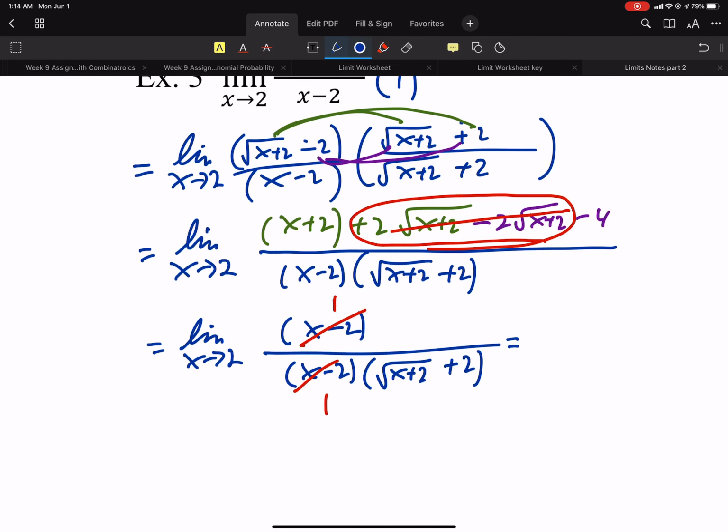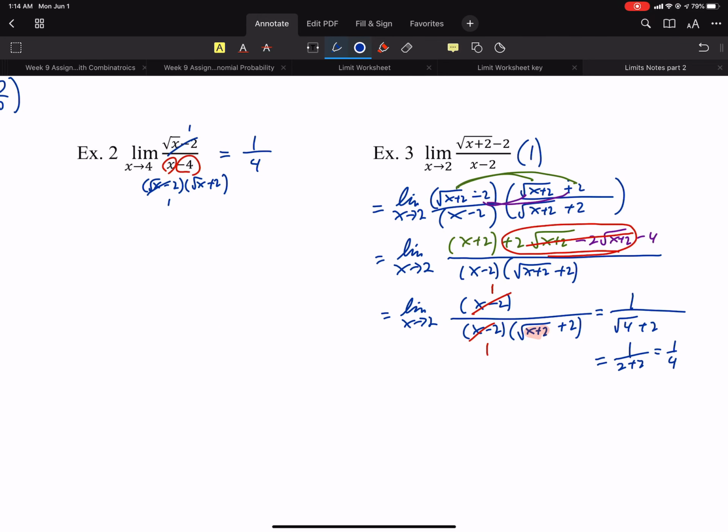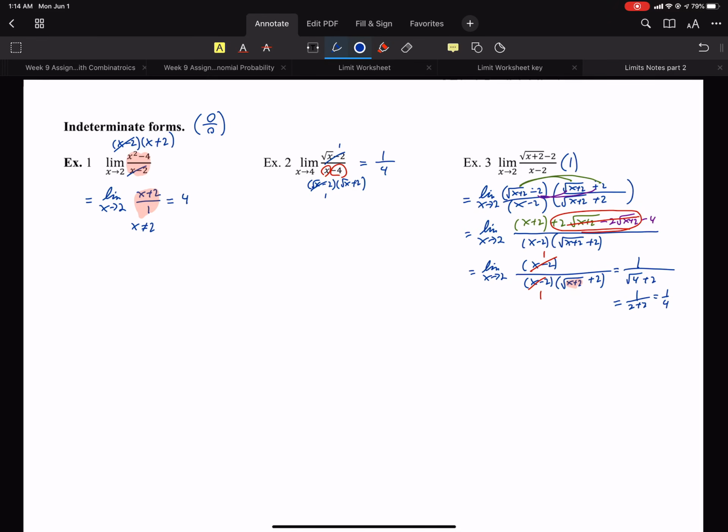Now I can find the limit. Well, the top's a constant, so the limit of the top is 1. The bottom, I could take the limit of the inside part and then square root it. That was a property we learned. So the limit of x plus 2 as x approaches 2 will be 4. So that'll be radical 4 plus 2, which is 1 over 2 plus 2, which is 1/4. So there's another example of what to do when you have radicals in a fraction. And it's called an indeterminate form.